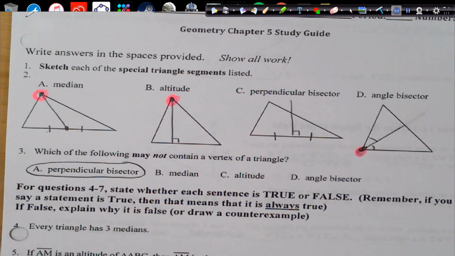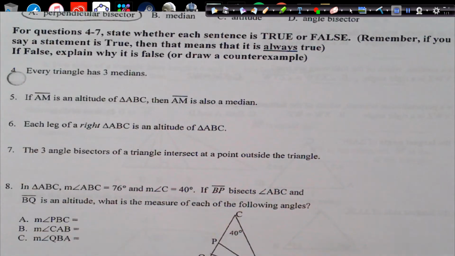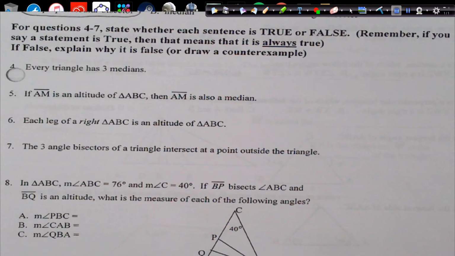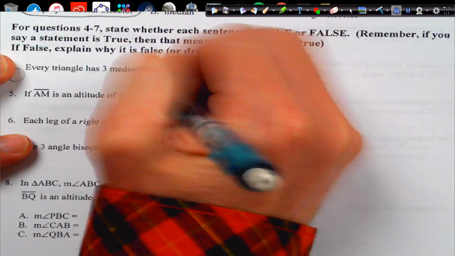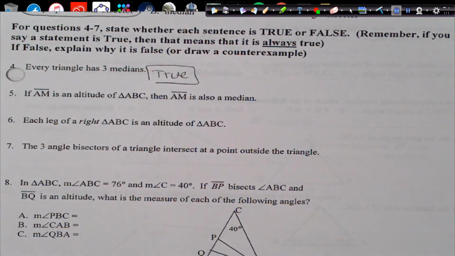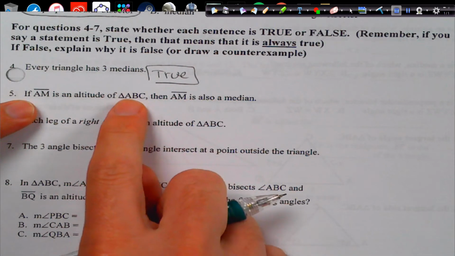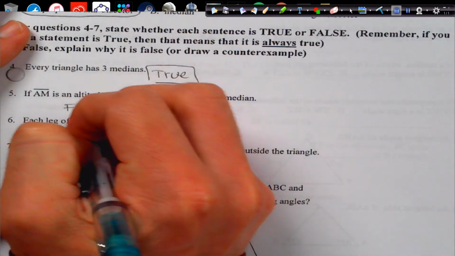Let's move on. 4 through 7 state whether it is true or false. Remember, if you say a statement is true, that means it's always true. If false, then explain why it is false with a counterexample. Every triangle has 3 medians. This is true. That doesn't mean they have to be drawn, but we could draw a median for each one. That is definitely true. If AM is the altitude of ABC, then AM is also the median. That is not true. False.